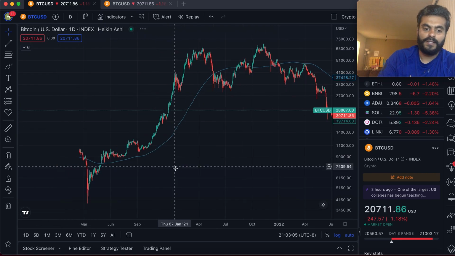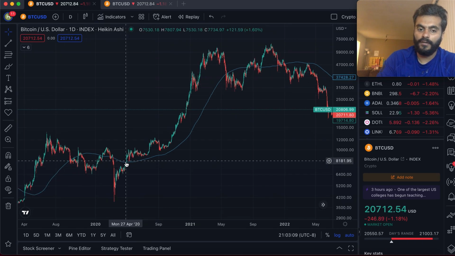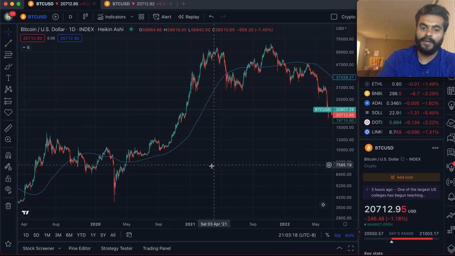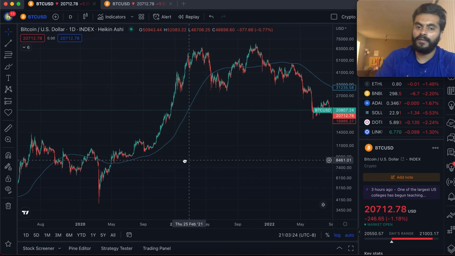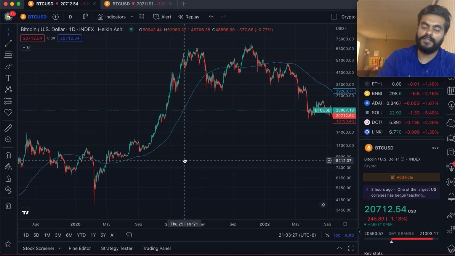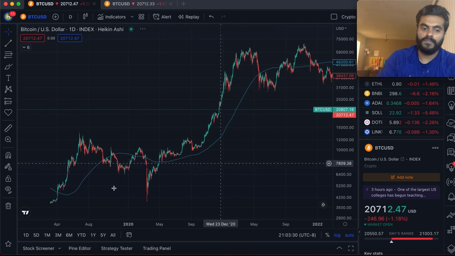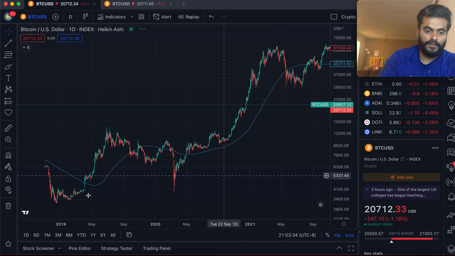And we can see that in the last cycle, when Bitcoin broke this 200-day moving average, we witnessed a bull run. But at that time the macro conditions were different, and it also coincided with the halving of Bitcoin. So there might be other factors that led to the bull run, but certainly it is good news for the Bitcoin holders.